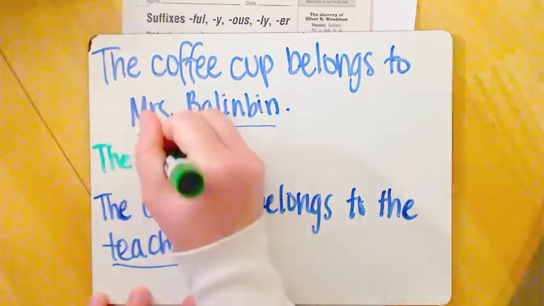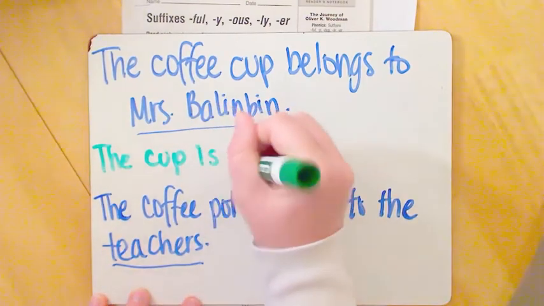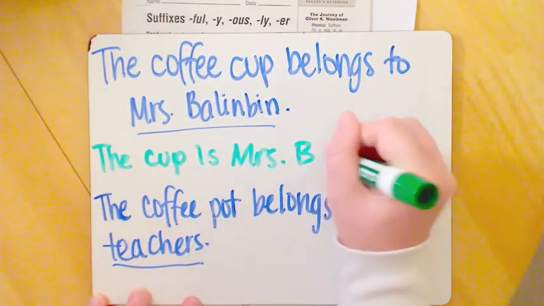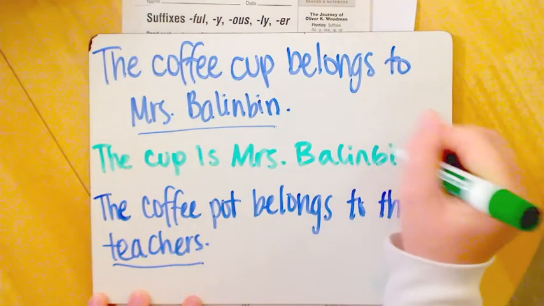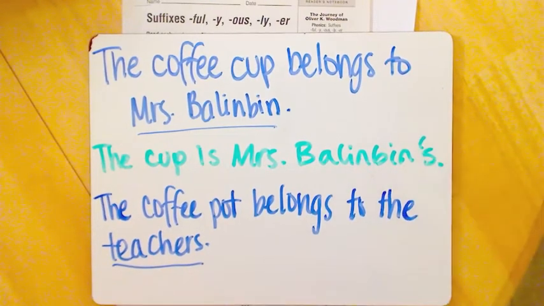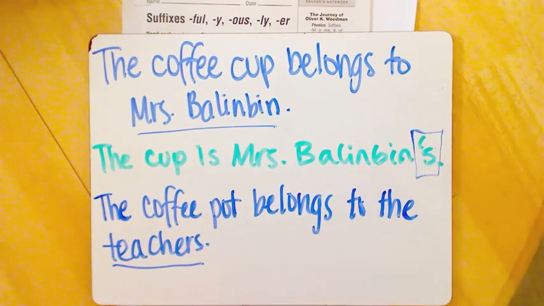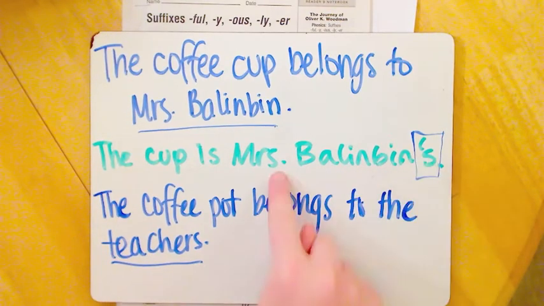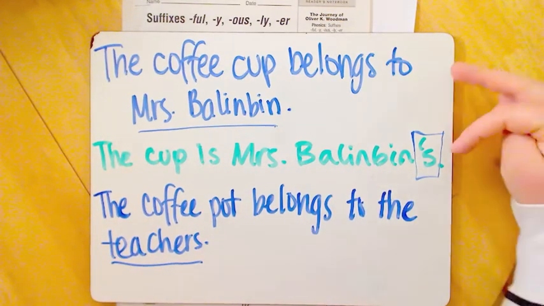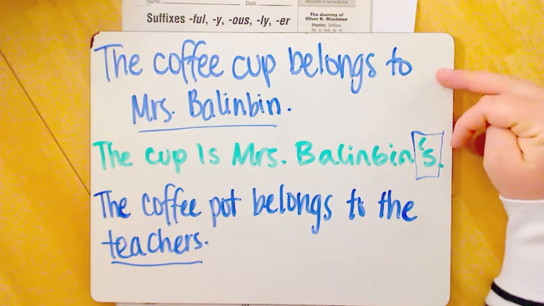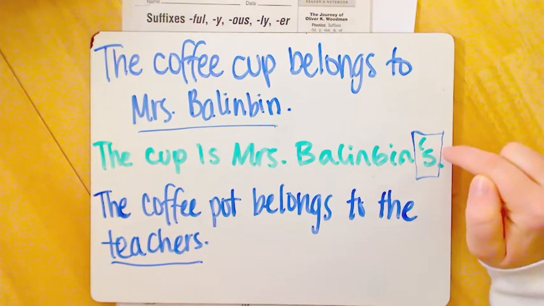The cup is Mrs. Belinbin's. So adding this apostrophe S to the end here shows ownership. So the cup is Mrs. Belinbin's. It belongs to Mrs. Belinbin. So these two sentences are saying the same thing. This one is saying it with an apostrophe S.